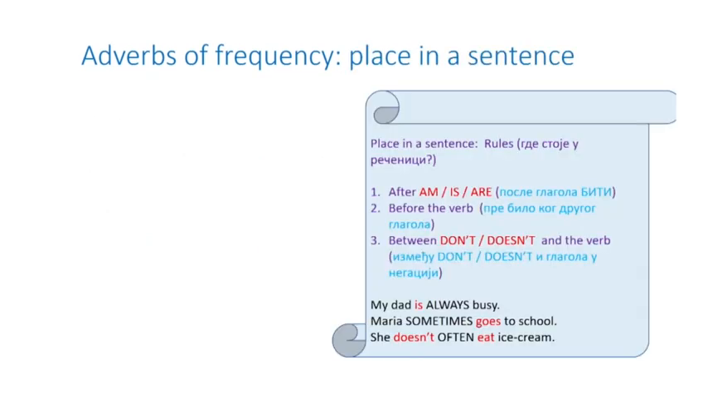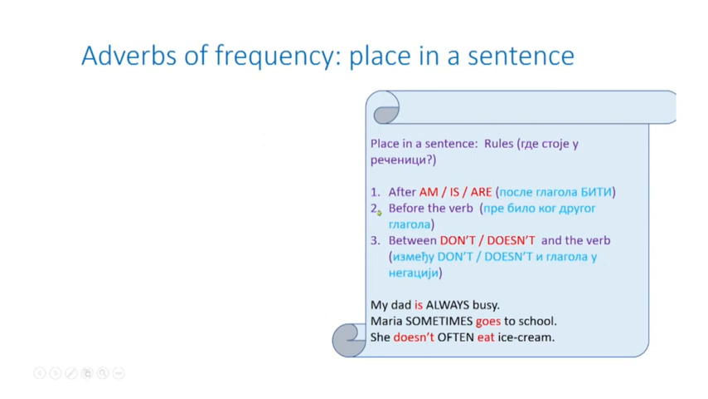And now, very important, nešto vrlo važno. Gde ćemo ih smestiti u rečenici? So let's see the rules about their place in a sentence. Rule number 1. After am, is or are. Znači, ukoliko imamo glagol to be ili glagol biti, prilog za učestalost, ova koja smo sada ponovili malo pre, stoje posle glagola to be. For example, my dad is always busy. Is verb to be, so always the adverb of frequency goes after.